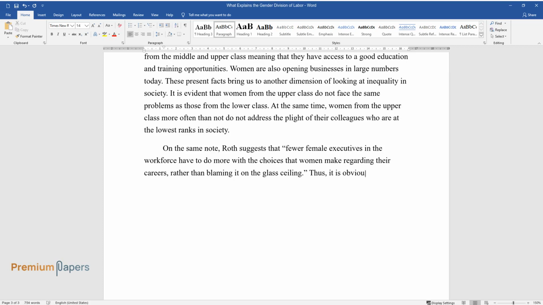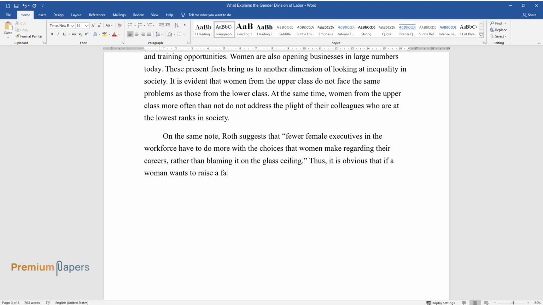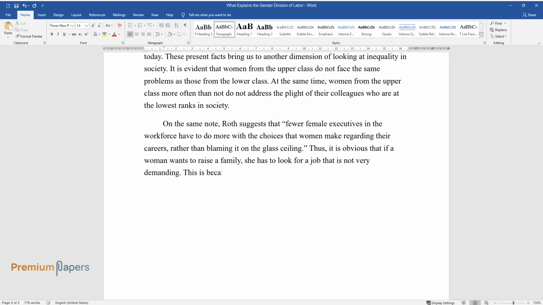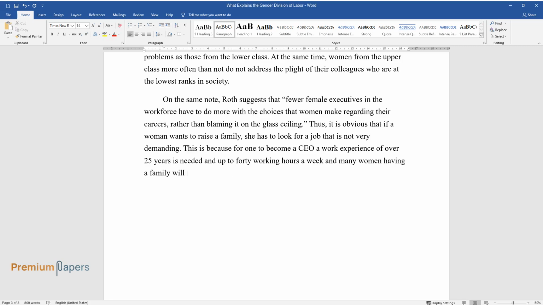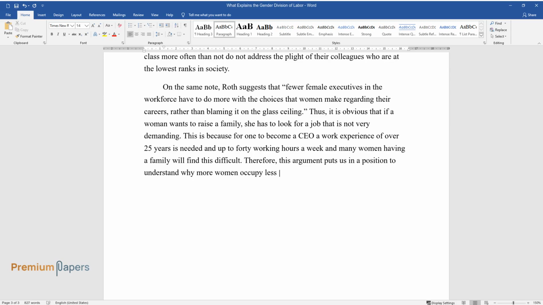Thus, it is obvious that if a woman wants to raise a family, she has to look for a job that is not very demanding. This is because for one to become a CEO, a work experience of over 25 years is needed and up to 40 working hours a week, and many women having a family will find this difficult. Therefore, this argument puts us in a position to understand why more women occupy less demanding jobs.